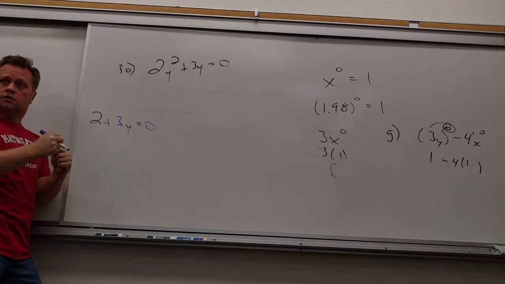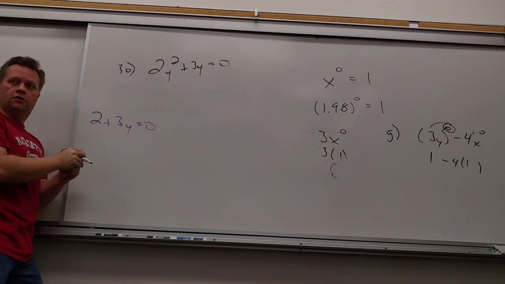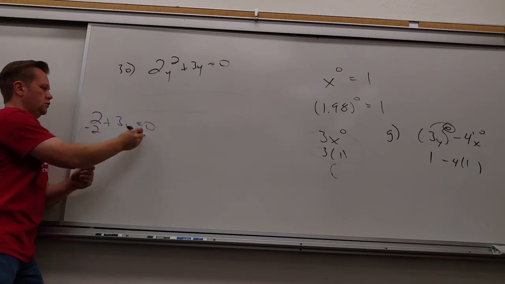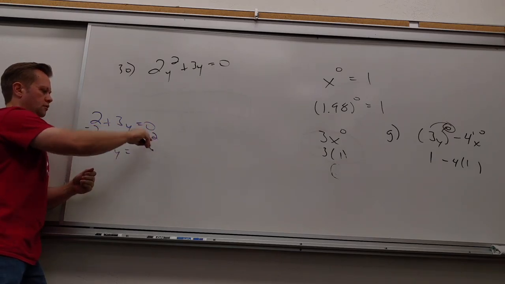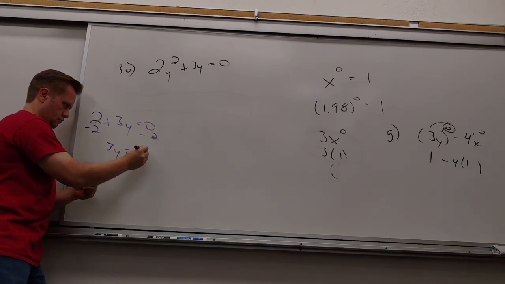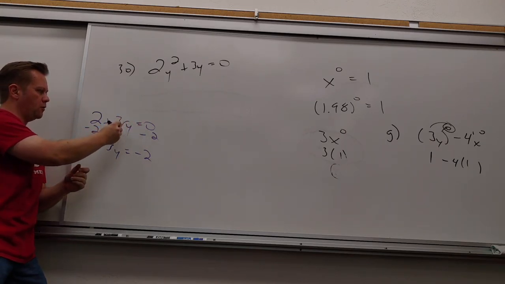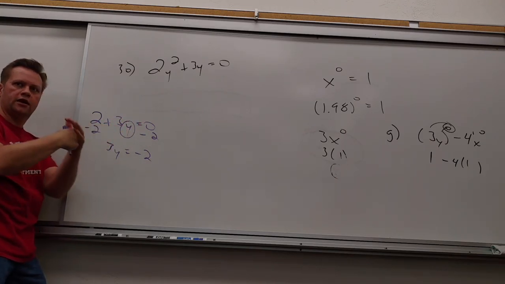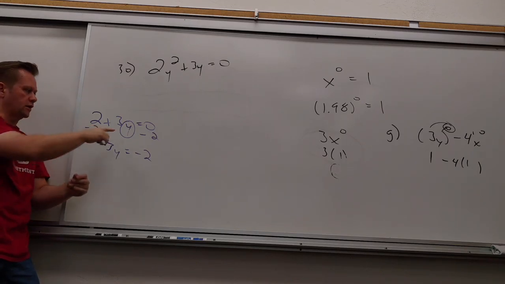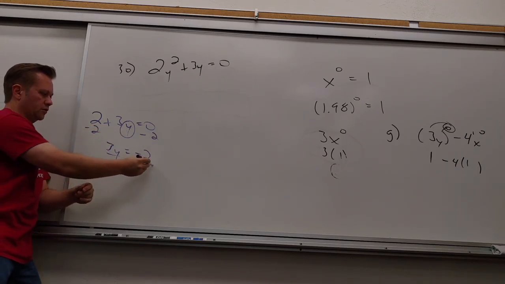Subtract 2, bring 2 over, negative 2, and then divide by 3. So why is this easy? Because all my y's are there, and they're all together in one term. So I just get that term by itself, and then I get rid of the number.